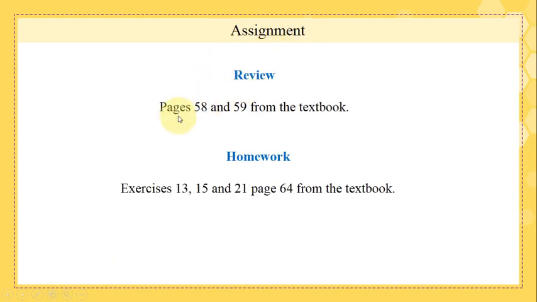Assignment: review pages 58 and 59 from the textbook. Homework: exercises 13, 15, and 21, page 64 from the textbook.